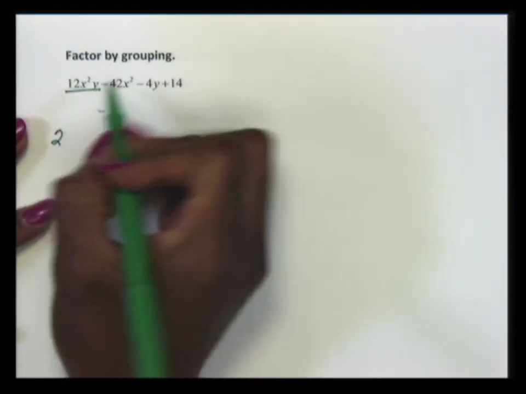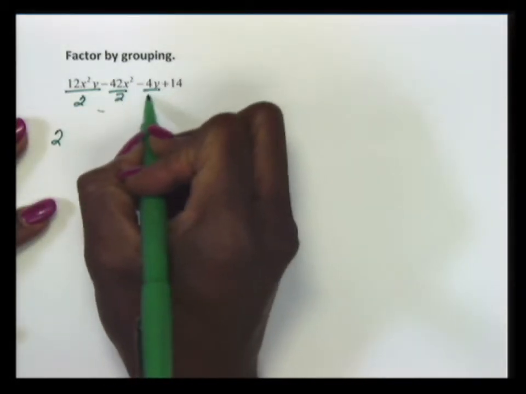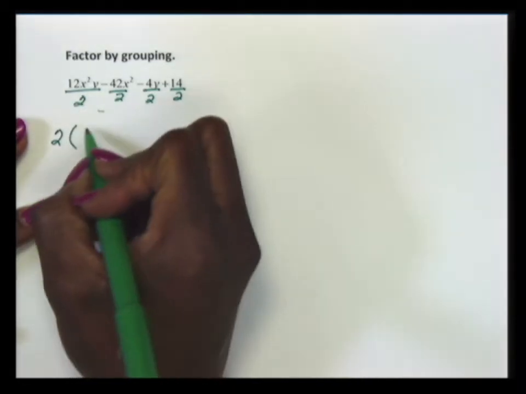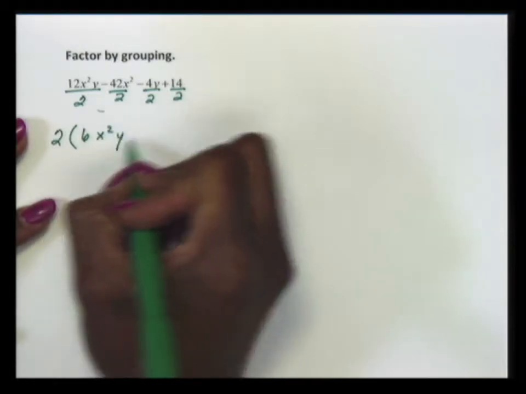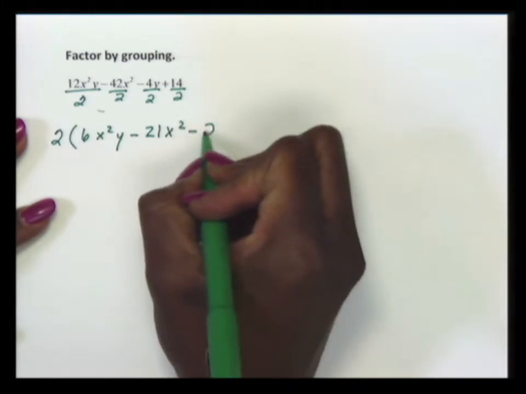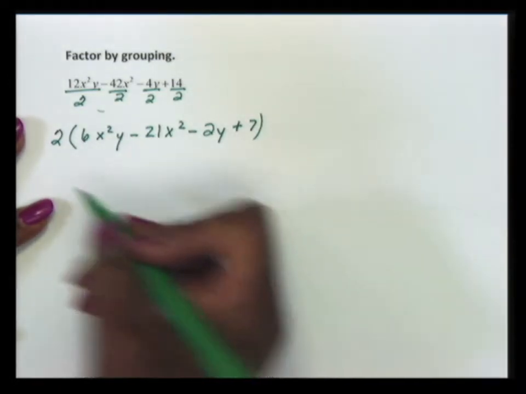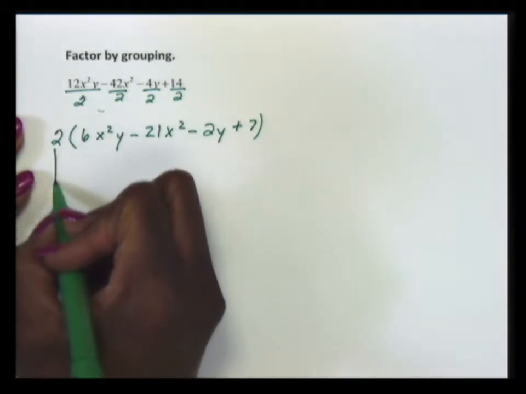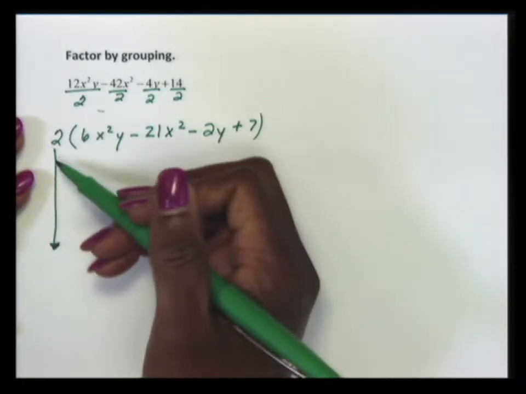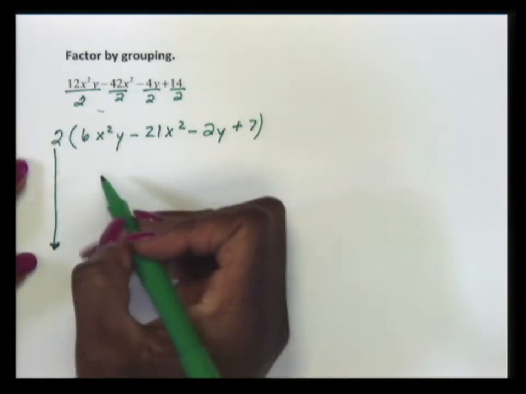So we will divide the 12x squared y by 2. Each term is divided by 2. So dividing by 2, we have 6x squared y minus 21x squared minus 2y plus 7. The 2 that we've just factored out, we won't need again until we are finished factoring. So my arrow is reminding me that I need that 2 in my last expression.